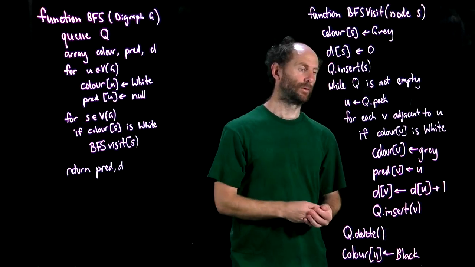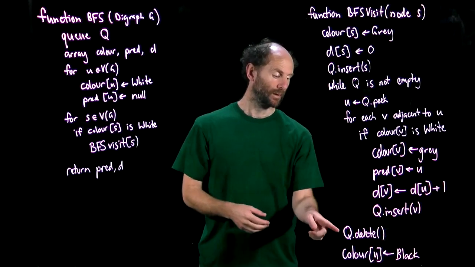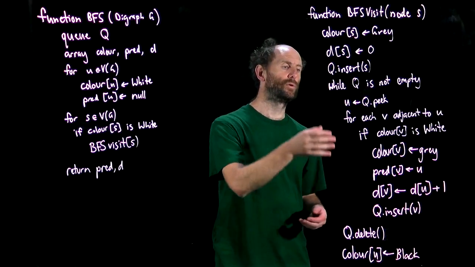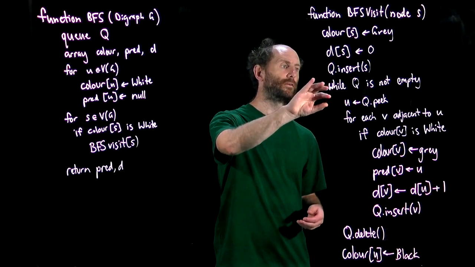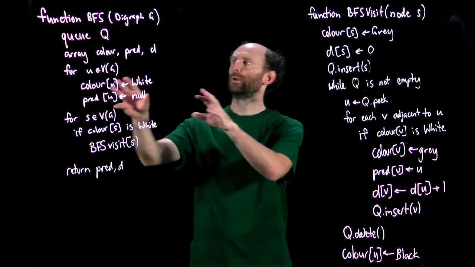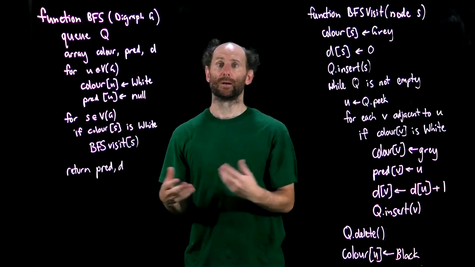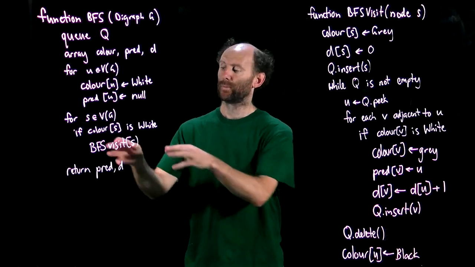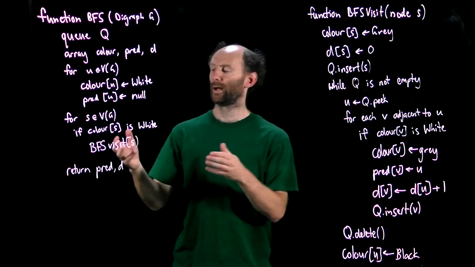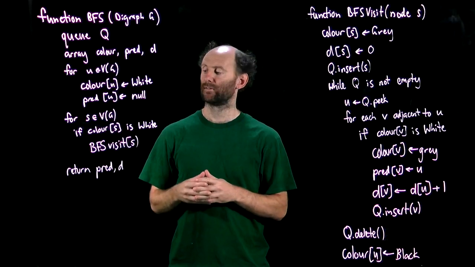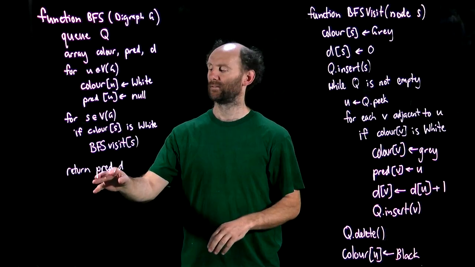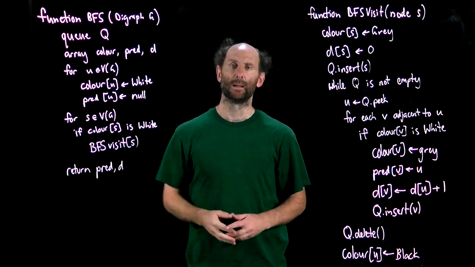Once U has no more white out neighbours, we can delete it from the queue and colour it black. At that point, we'll continue choosing the grey nodes that are at the front of the queue until we've got no more grey nodes, everything's turned black. We'll return back to here, we'll check whether we've got any white nodes left. If we have, we'll just dive in, we'll create a new search tree over here. Once everything in the whole graph is turned black, we'll return to here, and all that remains is to return the predecessor array and the depth array D.